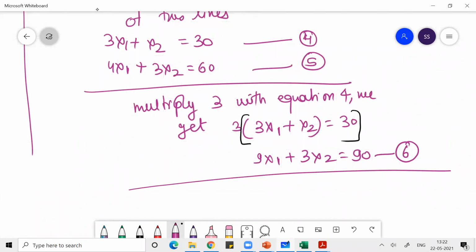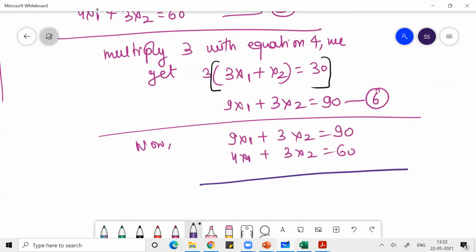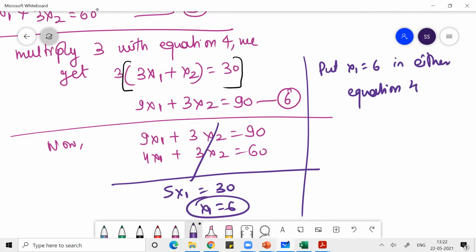Now I have two equations: 9x1 plus 3x2 equal to 90, and the second equation, 4x1 plus 3x2 equal to 60. I just solve them to get the answer. I can cancel x2, so 5x1 is equal to 30, x1 is equal to 6. Once I get x1 equal to 6, I'll put this value in any equation, it doesn't matter.